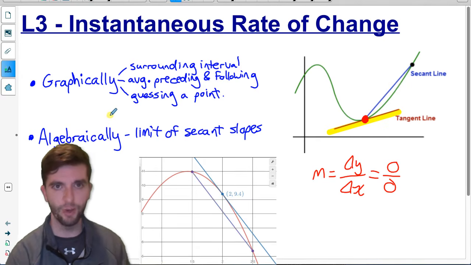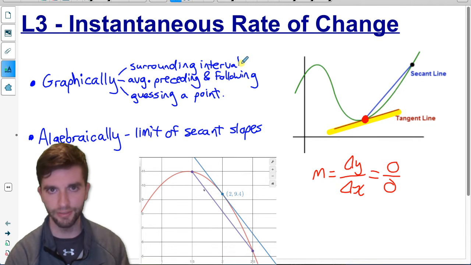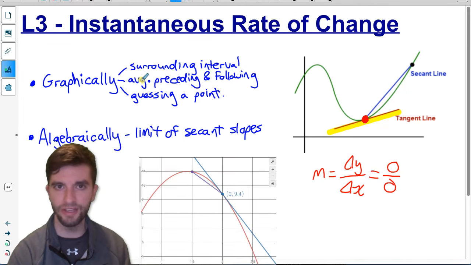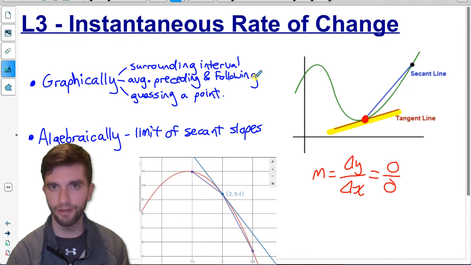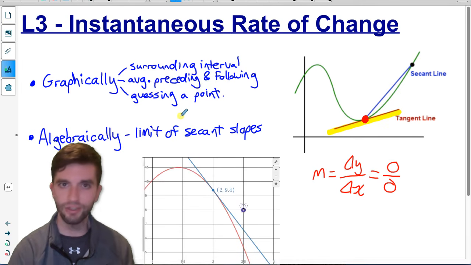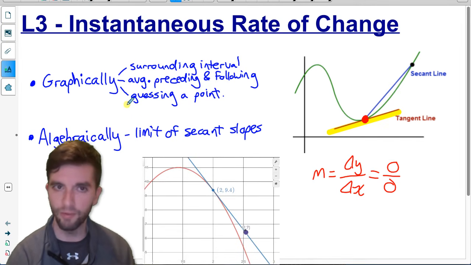Graphically, we could find the slope of a secant line on a surrounding interval, or we could average the slope of a secant line from a preceding interval and a following interval. Or we could actually just guess a point on the tangent line and then guess the slope of that tangent line.